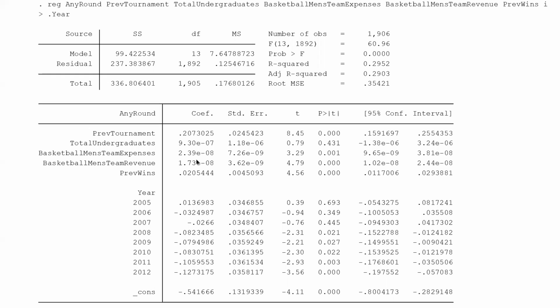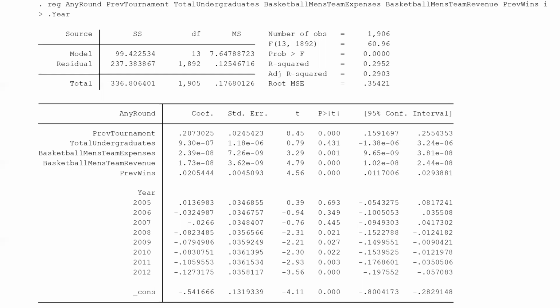So the thought experiment becomes a lot more powerful here, because now the way we would interpret this coefficient is: two schools who either both previously made the tournament or not, had the same number of total undergraduates, generating the same revenue, had the same number of previous wins, and we're looking at them within the same year, but one of them spends $1 more on their basketball program. What's the change in the probability of making the tournament, right? So as we add in more control variables, what we're saying has a lot more power. We're holding constant more and more factors.